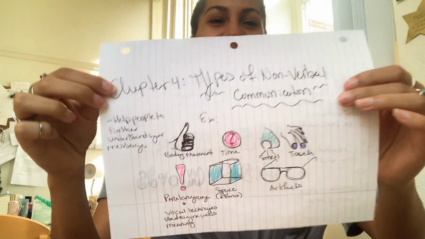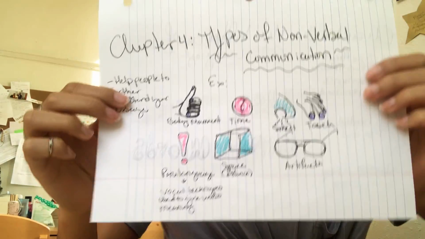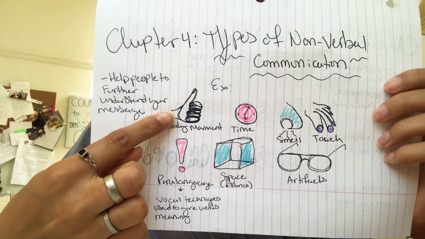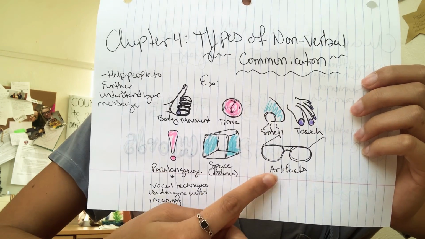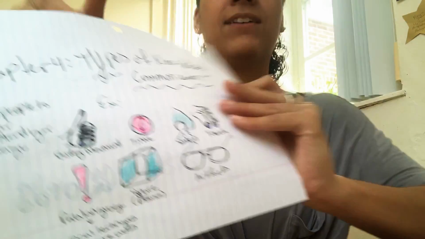Next we have chapter 4, which is the types of nonverbal communication. Nonverbal communication can help to further your understanding of a message. Here are some examples of nonverbal communication. First we have body language, then time, smell, touch, artifacts, space, and paralanguage. And paralanguage is the vocal techniques used to give a word meaning.